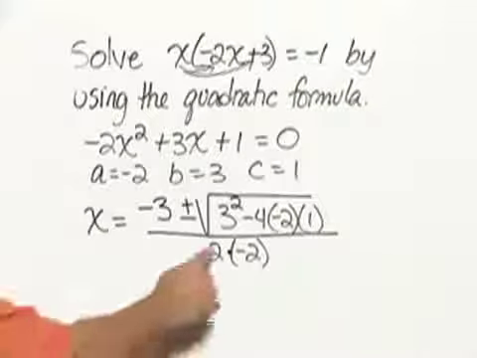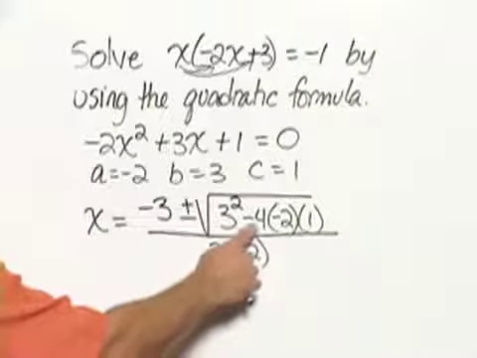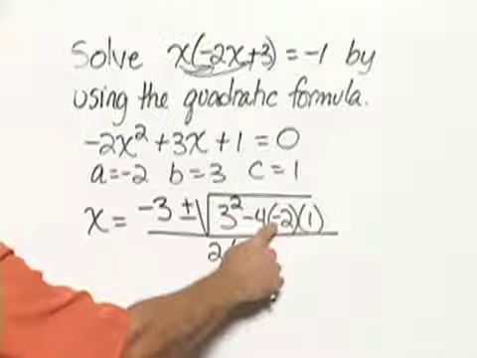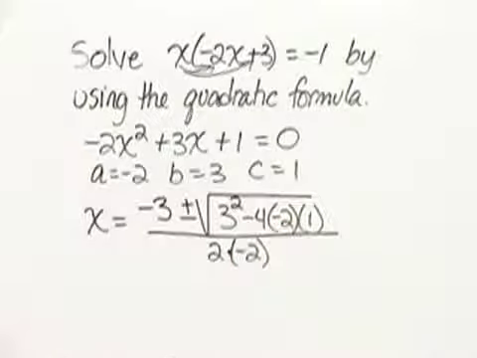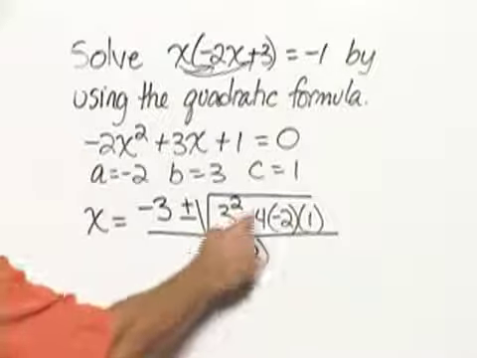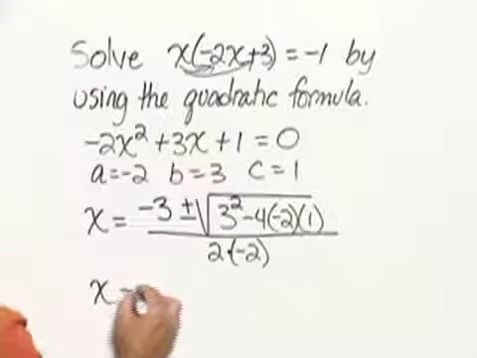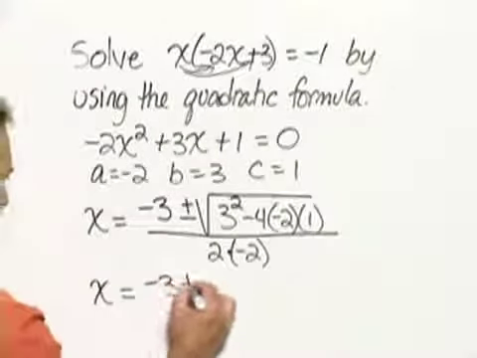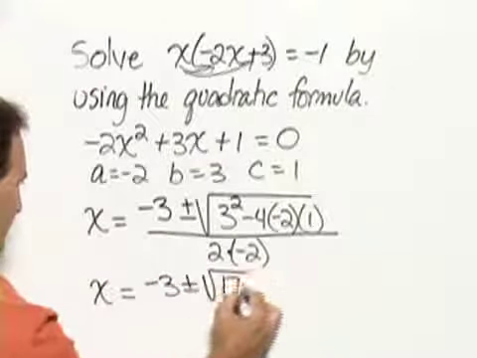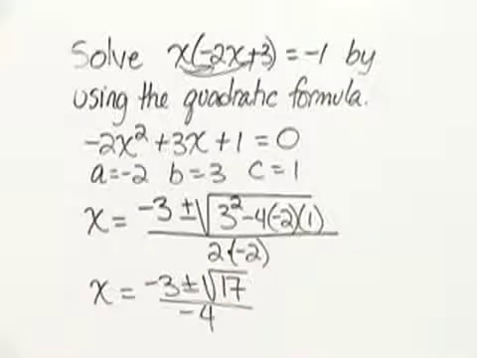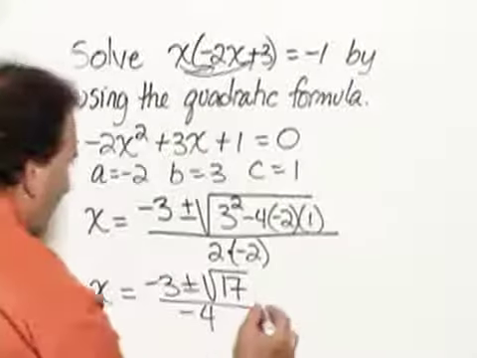Underneath the radical we have 3 squared, which is 9. Negative 4 times negative 2 is positive 8, times 1 is still positive 8. So that's 9 plus 8, which would be 17. So what we have is x equals negative 3 plus or minus the square root of 17 divided by 2 times negative 2, which is negative 4. We could leave our answer that way.